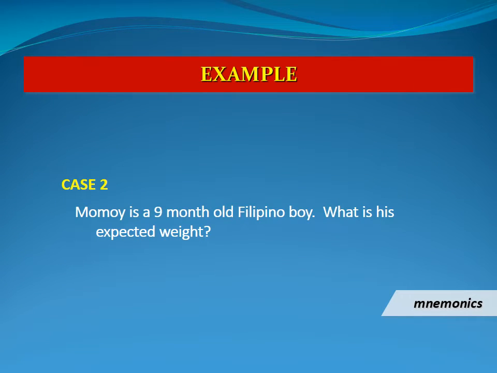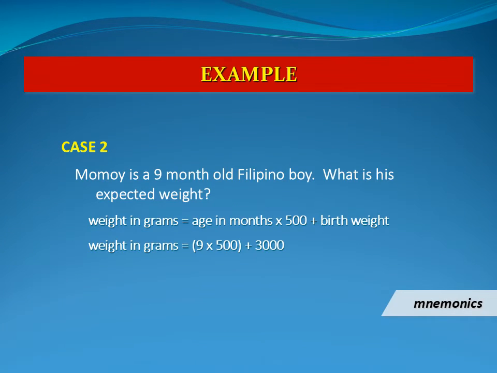Another example. Momoy is a 9-month-old Filipino boy. What is his expected weight? So we will compute for his ideal body weight. Age in months times 500 plus birth weight. 500 because Momoy is more than 6 months old. So 9 times 500 plus 3,000 will be equal to 7,500 grams or 7.5 kilograms.